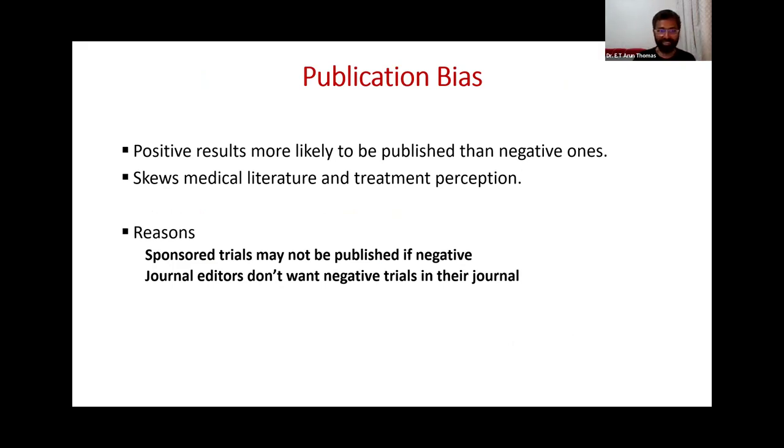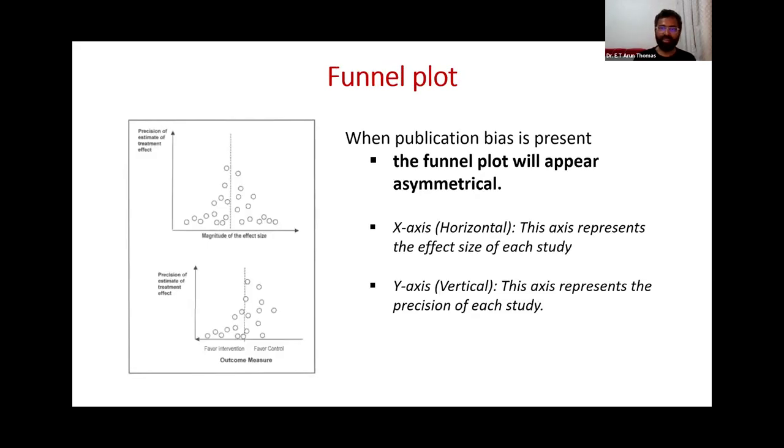Even if I am a genuine person, and even if I try to publish my negative trials in a journal, the journal editors may not even accept them. They don't like negative trials in the journal. They always prefer positive trials. They may reject the negative trials. So how can it be understood? By creating a funnel plot.